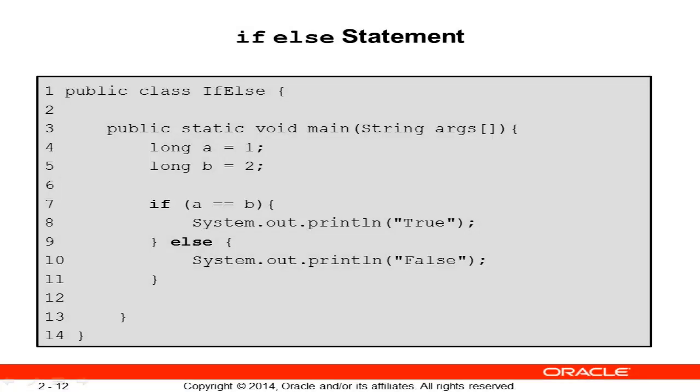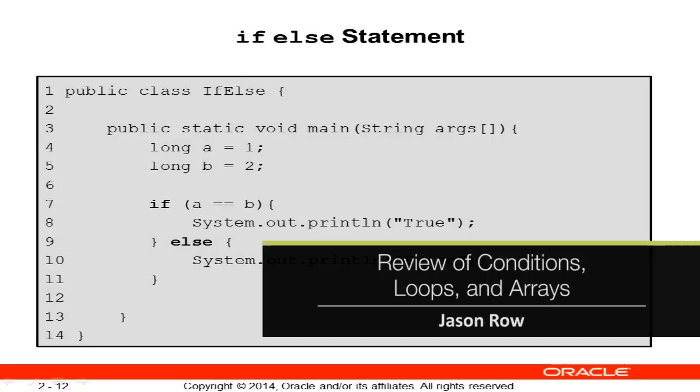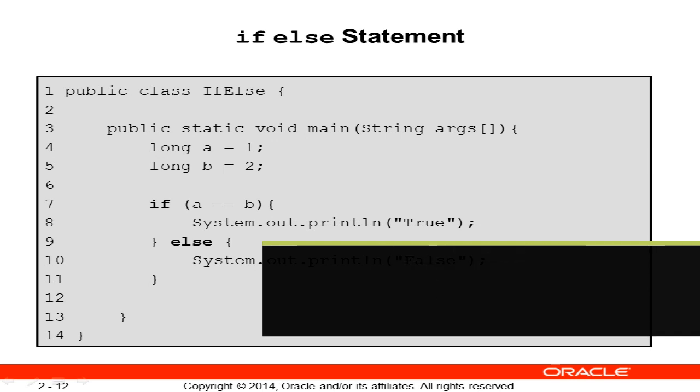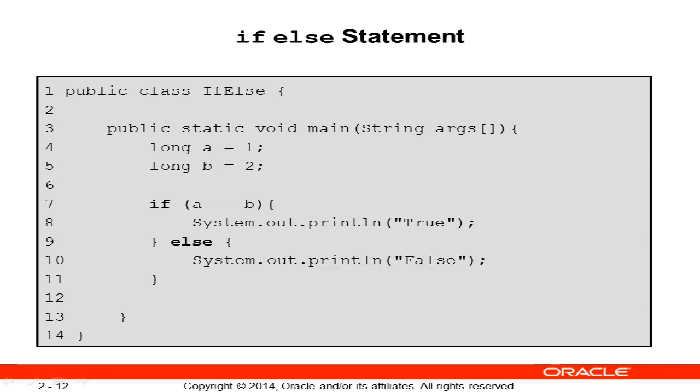Now let's have a look at conditions and looping. The Java language has many of the familiar programming methods to check for a condition, including the if-else statement. On the slide, we have some code that includes an if-else statement, and this allows you to evaluate an expression and perform different actions depending on if it's true or false.